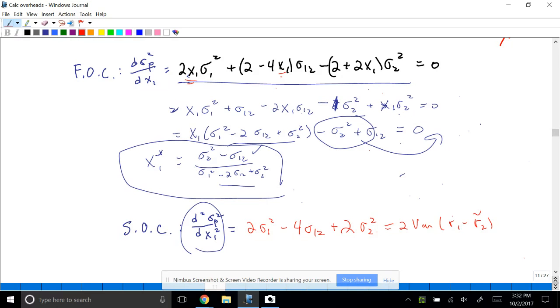All right, so if the correlation is not exactly equal to 1, this is going to be a positive number. So the second order condition is going to be positive whenever correlation is not equal to 1. Okay, so that's finding a minimum value using first and second order conditions. Okay, so we'll stop there.